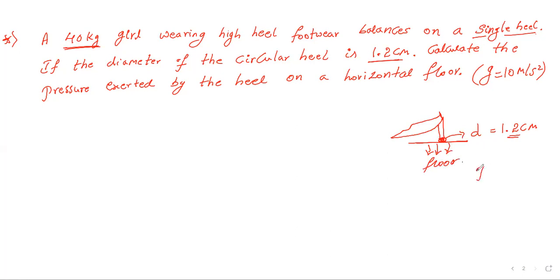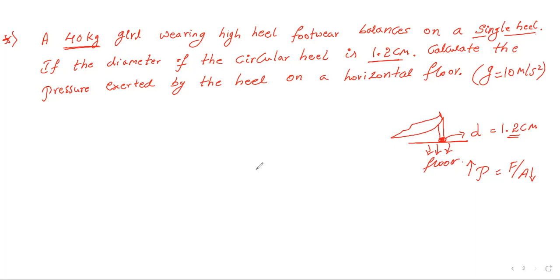So we know that P is equal to F by A, this formula. Generally, you can think that as the area decreases, see, if the diameter is very, very small, the area is also very small, correct? If the area decreases, the pressure will increase. So the greater pressure will act on the floor.